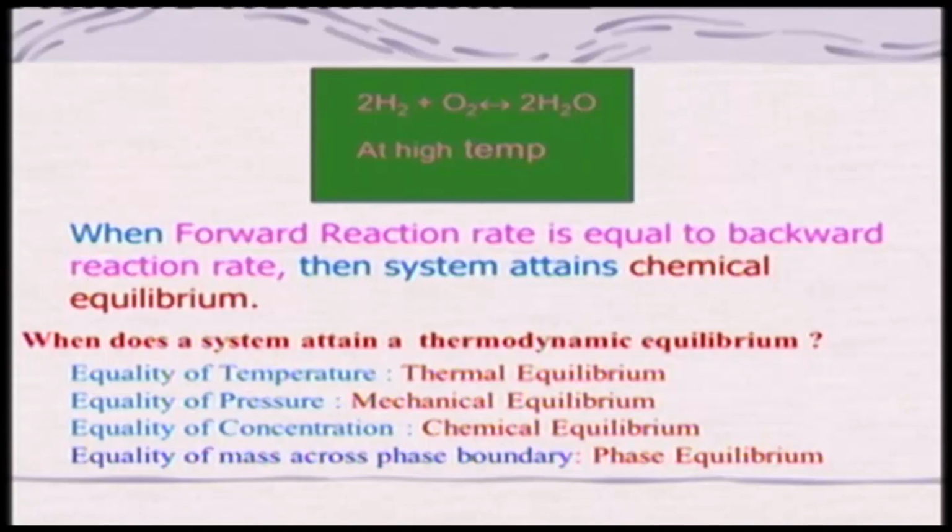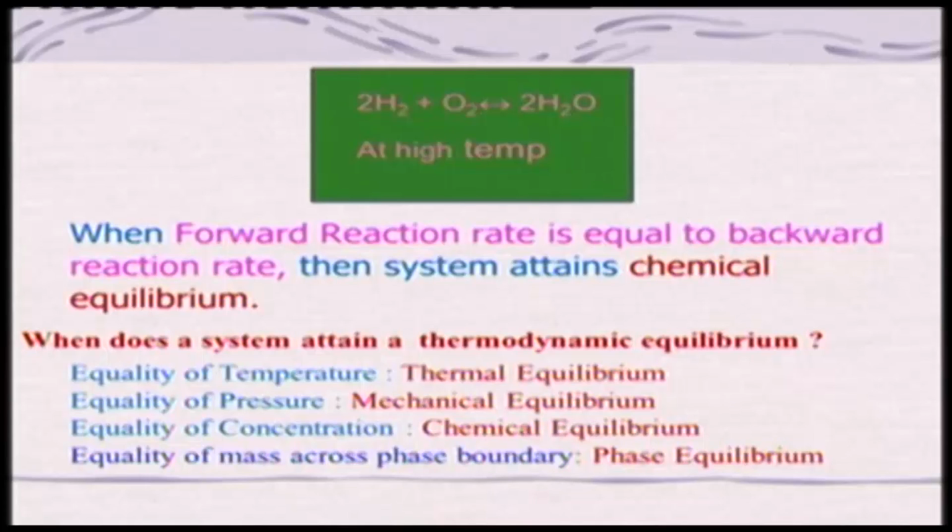If you look at thermal equilibrium, it is basically equality of temperature, and mechanical equilibrium is equality of pressure in the system. The chemical equilibrium is basically equality of concentration, and phase equilibrium is the equality of mass across the phase boundary. That means, whether solid to liquid or liquid to solid, the mass will remain the same. Therefore, it will be the phase equilibrium.